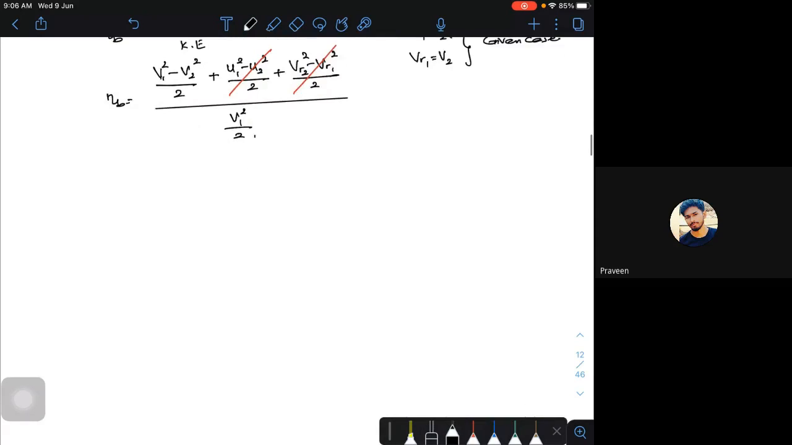Now if I rewrite it, your blade efficiency is equal to V1 square minus V2 square divided by V1 square, as the 2 just cancels out. So the same thing I can write as 1 minus V2 square by V1 square. Let me call this equation number 1.